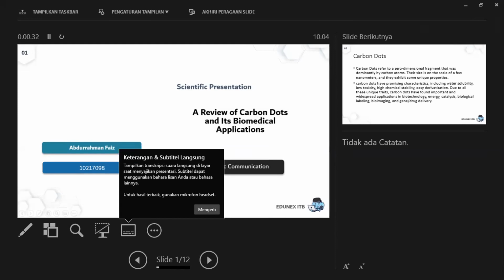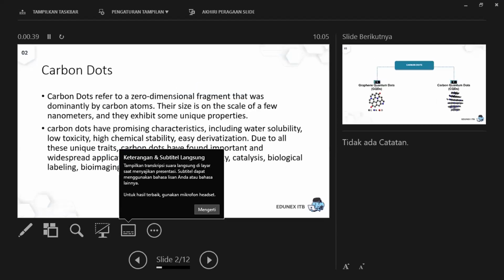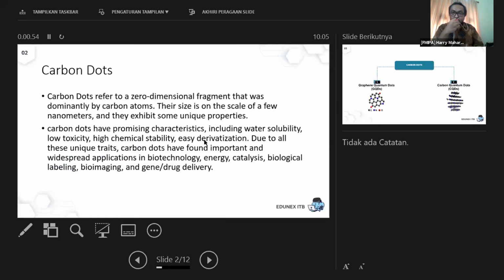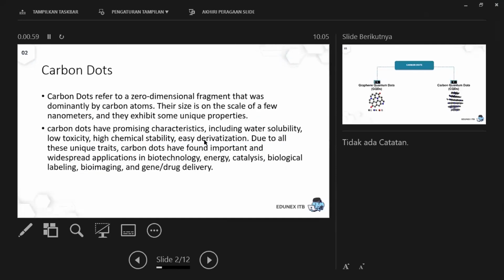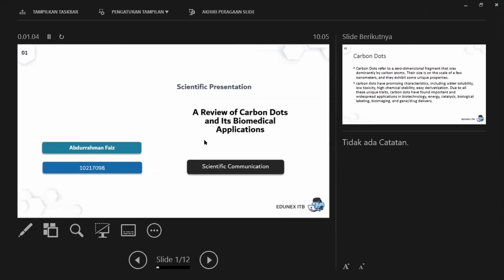So I would like to start with the definition of carbon dots. Okay, carbon dots is a zero-dimensional fragment. Sorry, could you close the box there? I'm sorry, what? Please continue.